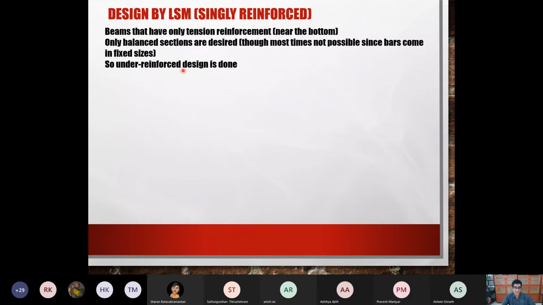Because tension failure is more favorable than compression failure. Okay, correct. For what reason? Why is that more favorable? Sir, because with tension failure you can see visible cracks, but for the compression failure, it will be sudden. Yeah, exactly. Very good. So that is the main reason.